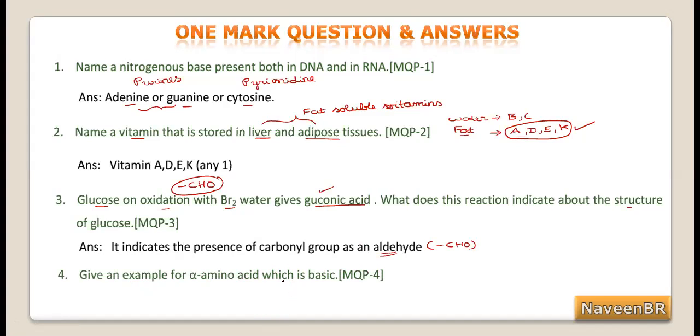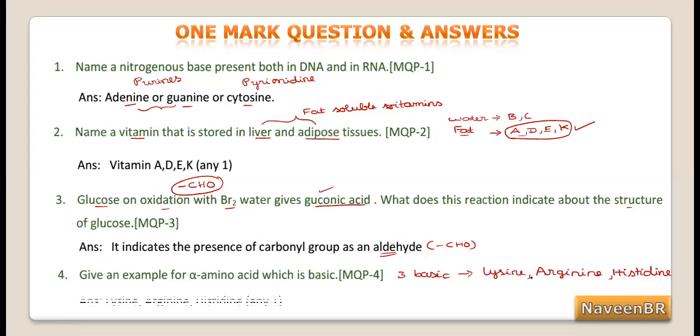So we learned the classification of amino acids, which build the proteins. There are 20 such alpha amino acids. In the 20, we have seen 2 acidic amino acids and 3 basic amino acids. The 3 basic amino acids are lysine, arginine and histidine. Lysine, arginine and histidine are the 3 basic amino acids. Any one can be considered as the answer.